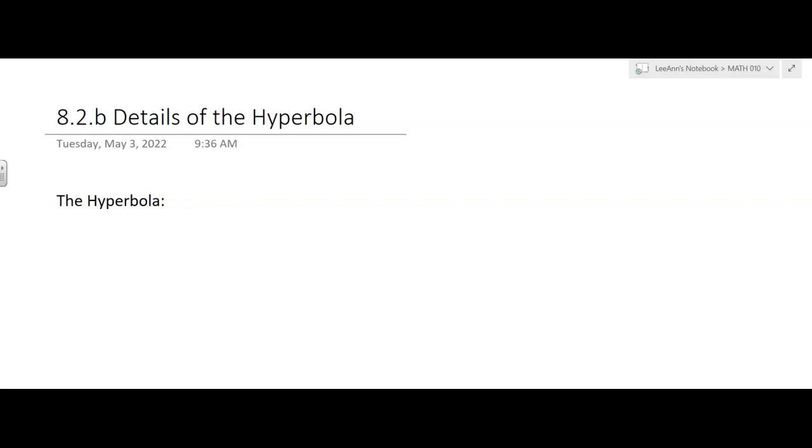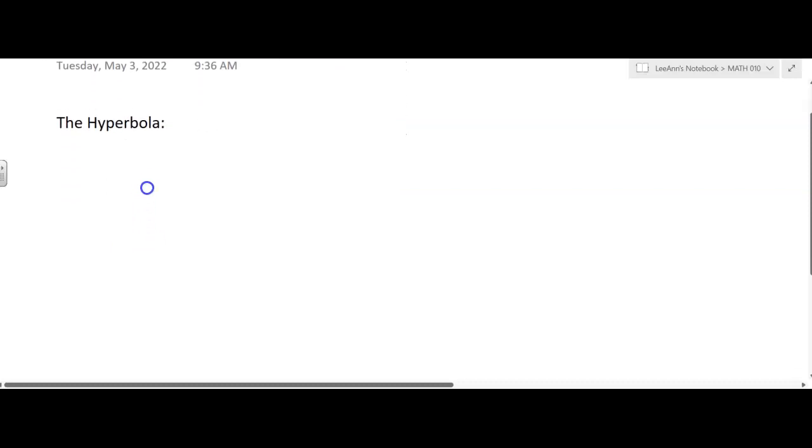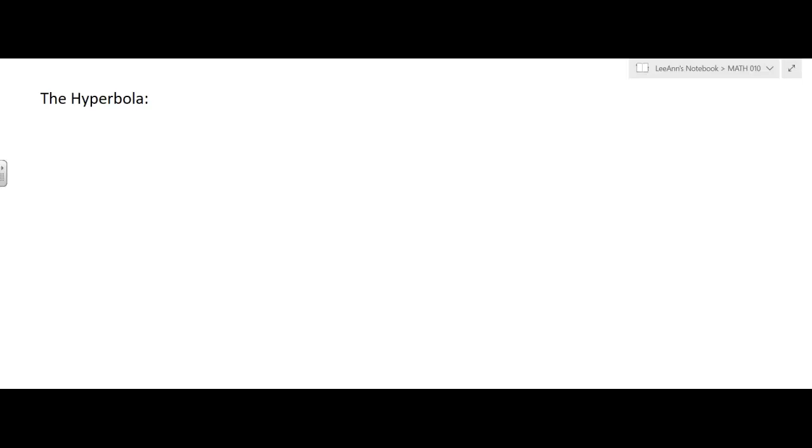So now we're going to talk about the details of the hyperbola. And I'm going to work on a side-to-side hyperbola. And then when we do the equations, we'll talk a little bit more about both of them. So we have what's called a transverse axis, okay?